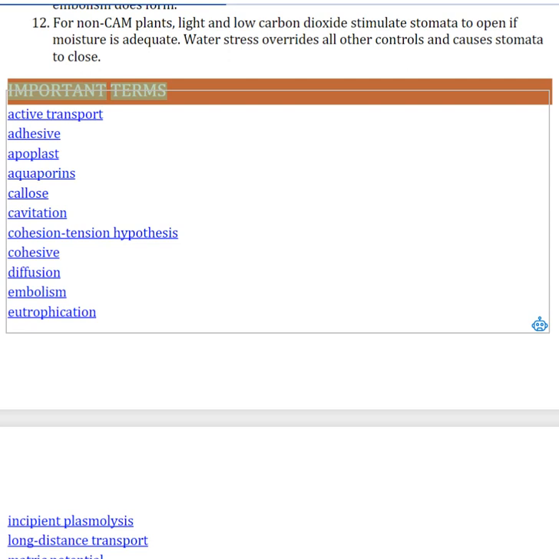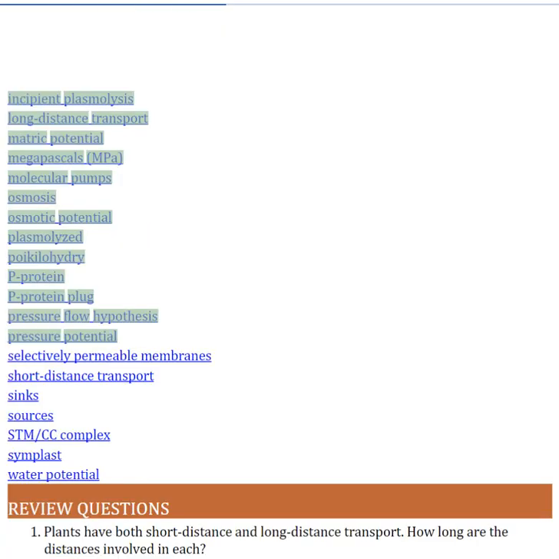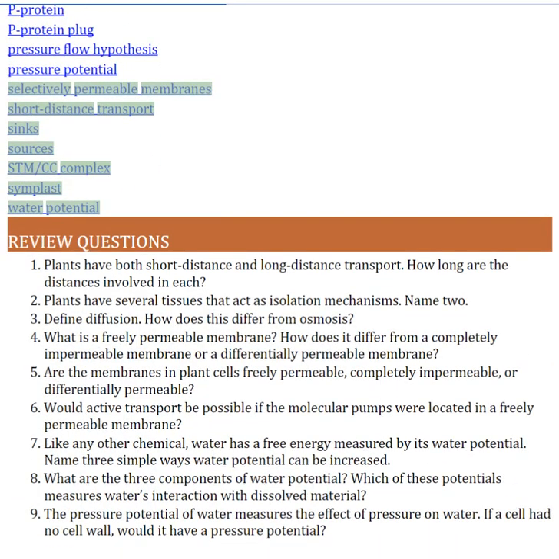Important terms. Incipient plasmolysis, long-distance transport, matric potential, megapascals, molecular pumps, osmosis, osmotic potential, plasmolyzed, poikilohydrate, P-protein plug, pressure flow hypothesis, pressure potential, selectively permeable membranes, short-distance transport, sink, source, STMCC, complex, symplast, water potential.